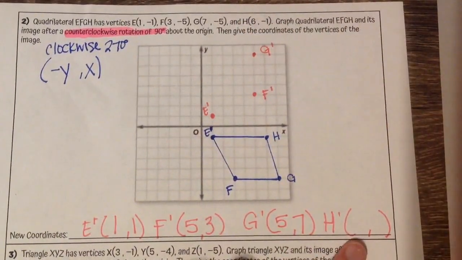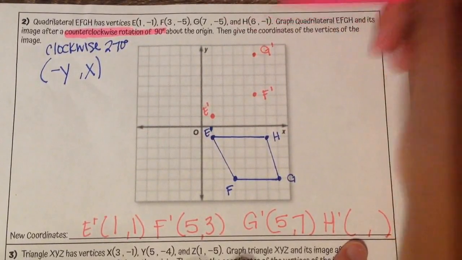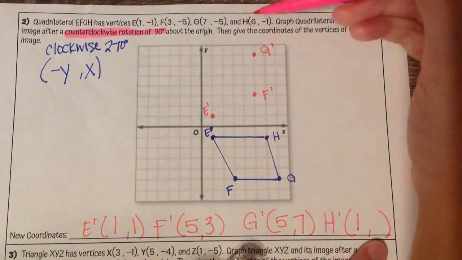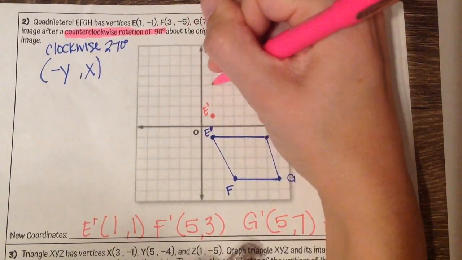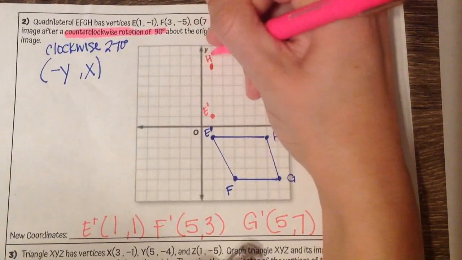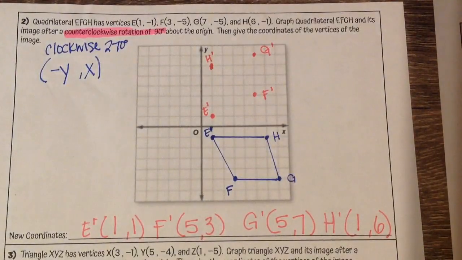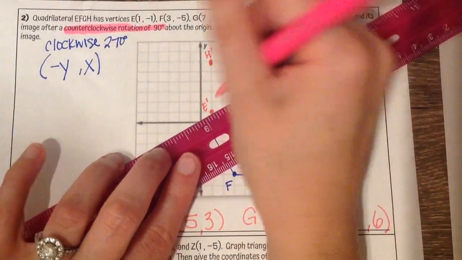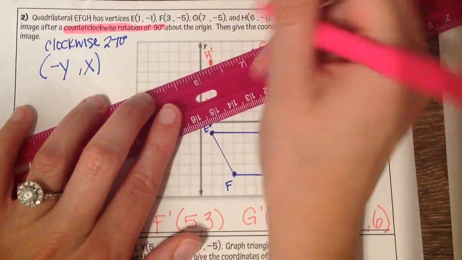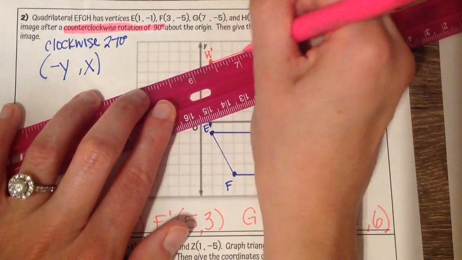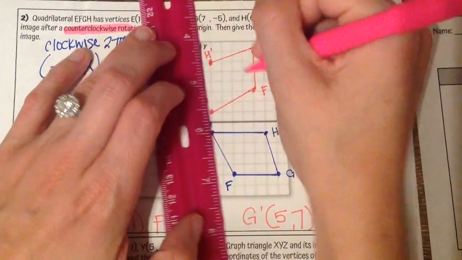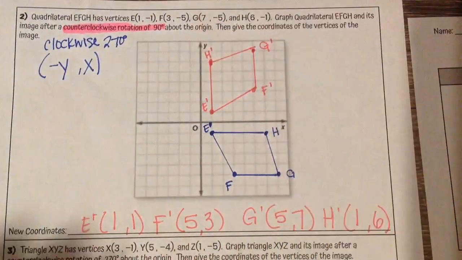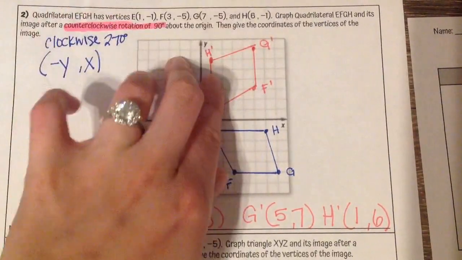And then H. The new x should be the opposite of y, so the opposite of -1 is 1. The new y should be the original x, which is 6. So 1 and then 6. 1, 2, 3, 4, 5, 6. And then we can connect these points. And if you think about it, it does look like an image flipped 90 degrees. Let's do one more.